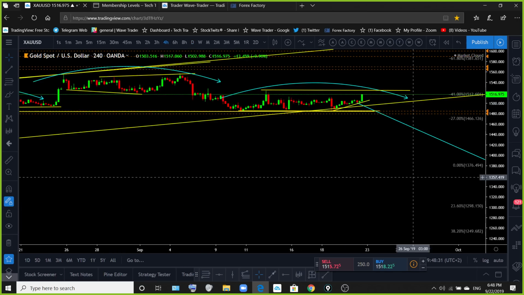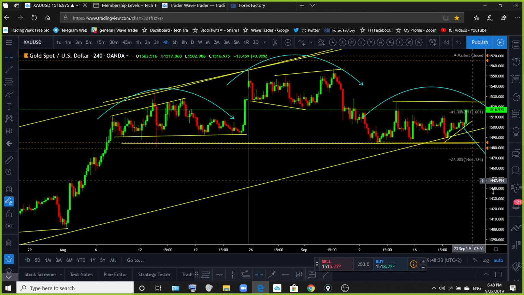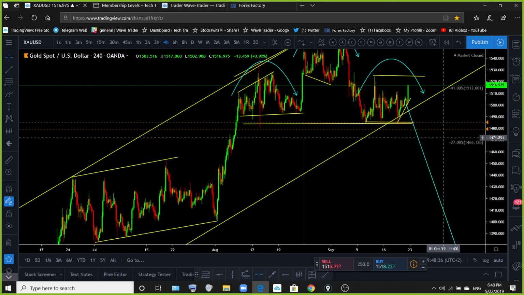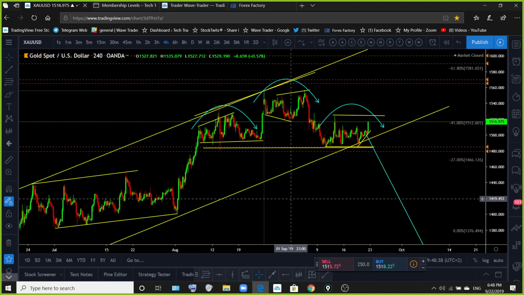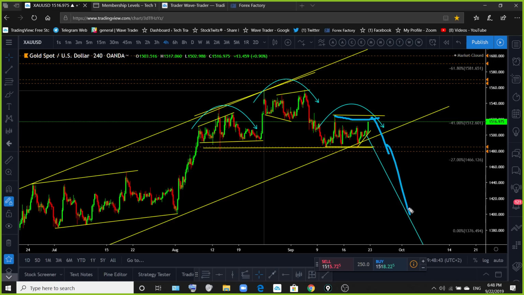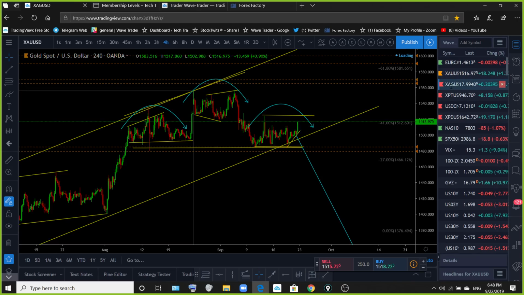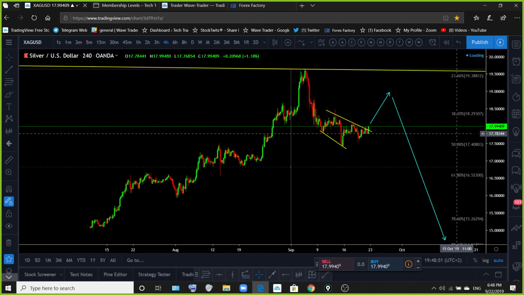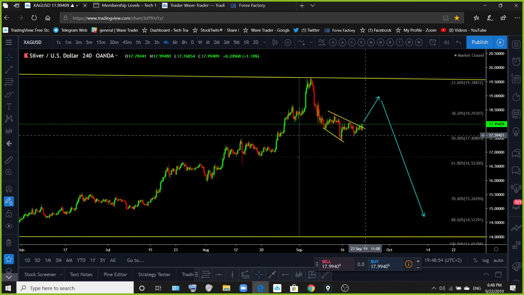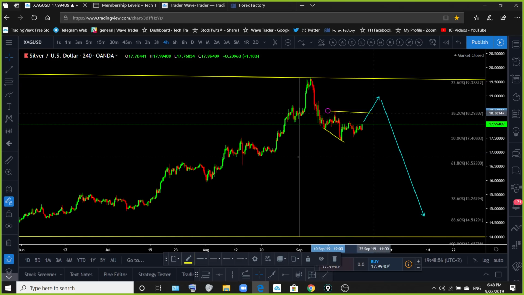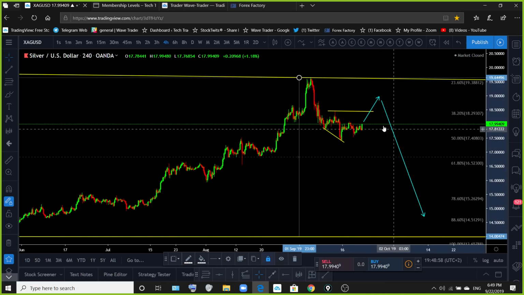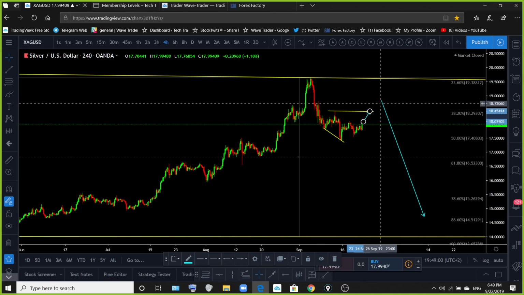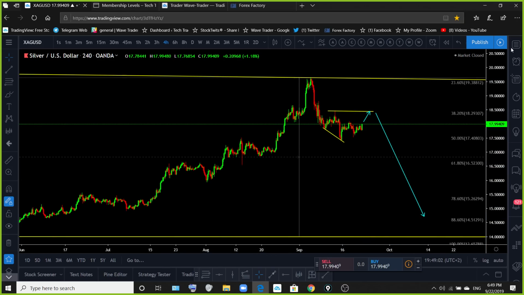So we are anticipating gold to form that head and shoulder formation and go down. Price to hold there rather than push for more upside, hold there and drop. Silver to go down too. Silver to form that kind of expanding triangle and go down.